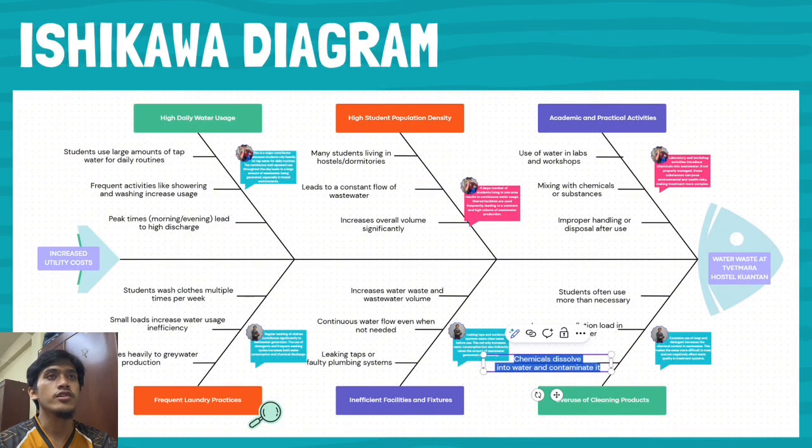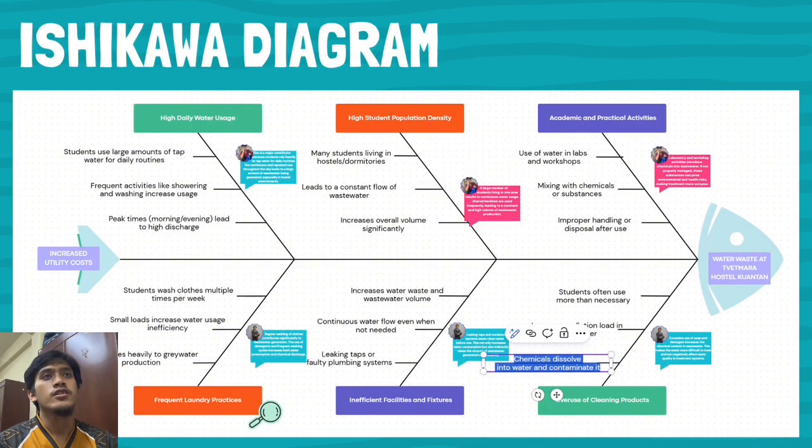The fifth cause is inefficient facilities and fixtures, for example leaking taps and faulty plumbing systems. It increases water wastage volume because of the continuous water flow even when not needed.